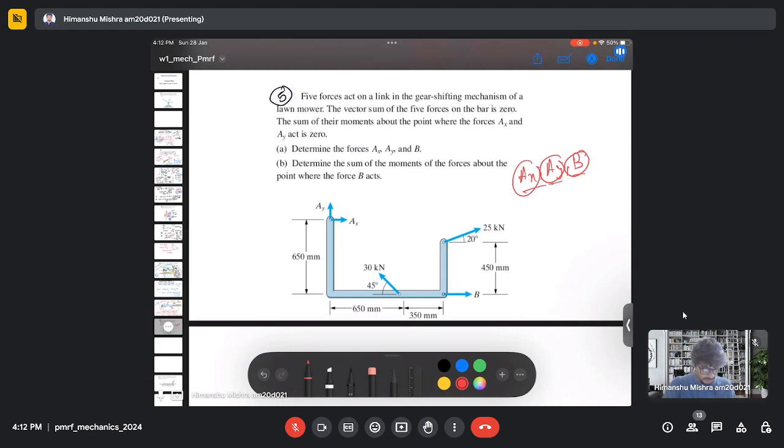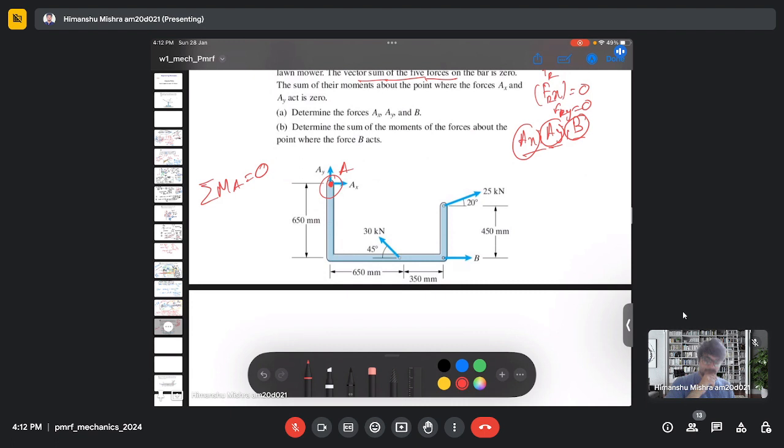And the overall summation of forces and moment is given 0 because it shows here the vector sum of the forces is 0, which means the x component of this resultant force and the y component of this resultant force will also be 0. And also the sum of their moment about the point A is 0. So here the summation of moment is also 0. So if we take the moment about this point A, let's say this is my point A, so the overall summation of moment will be 0. So this is what we have given.